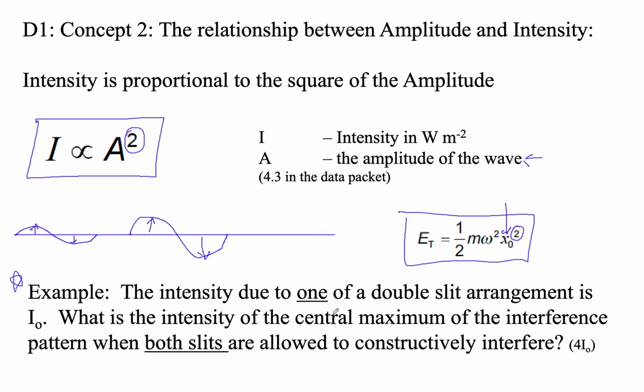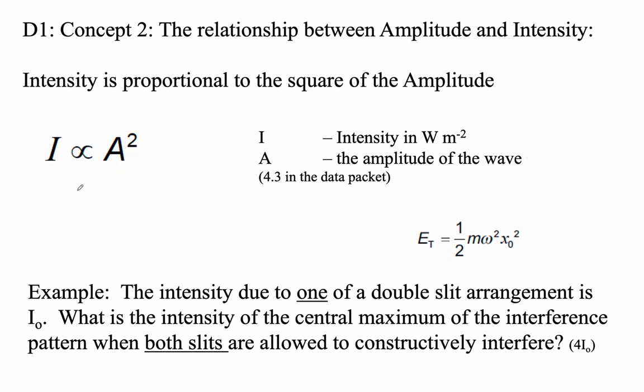So the intensity due to one of a double slit arrangement is I naught. What is the intensity of the central maximum of the interference pattern when both slits are allowed to constructively interfere? Well, let's draw a picture of this, right? So here's our screen. I'm sorry, these are our double slits, right? Here's our screen. Remember that there's an intensity at the center right here, right? There's a pattern right there.